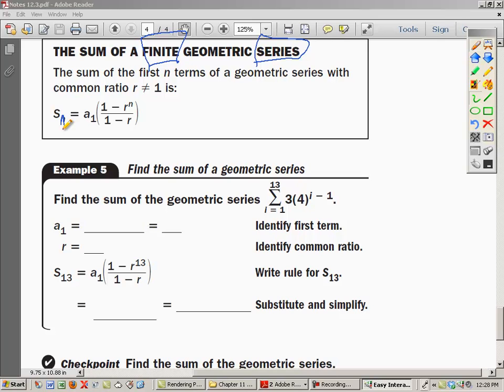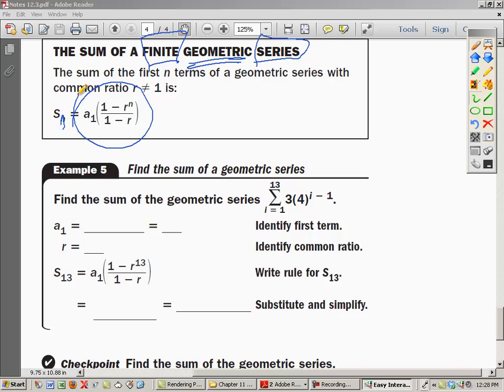The summation of the terms for the first n terms becomes a sub 1, and again, for a geometric series, okay, again, different than arithmetic, this becomes a sub 1 times 1 minus r to the n over 1 minus r. Okay? So I know this seems kind of cumbersome, but that's just something that you'll have to remember.